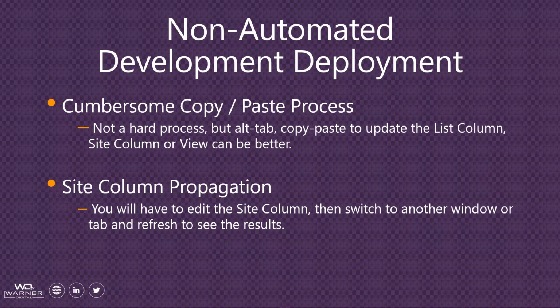With site columns, you then have to go directly into the site column, paste it, tell it whether to propagate, then go to another browser tab to see the results within your list. It can be a little annoying. There's definitely a better way.